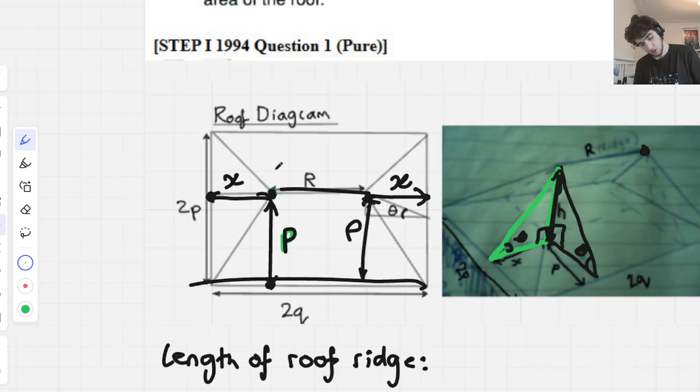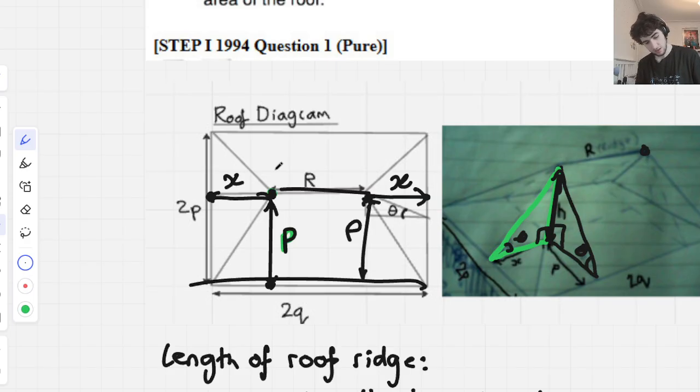So if we consider those two triangles, consider the triangle below. It's going to look something like this, right? So this is obviously 90 degrees that we're talking about. This is our theta, this is our length x, and this is our length h.